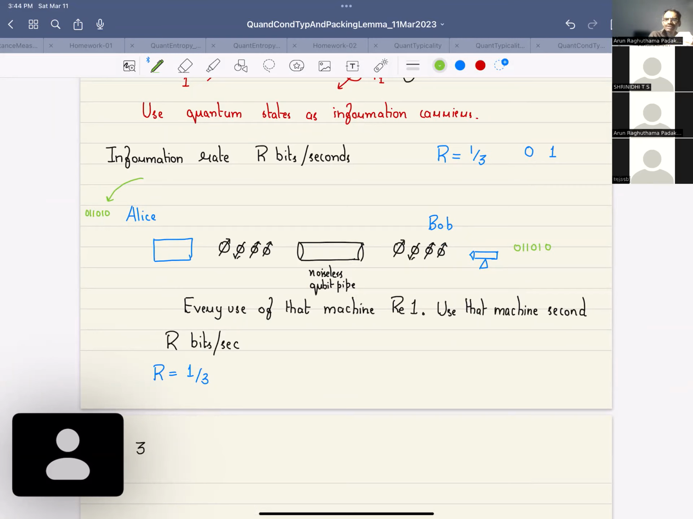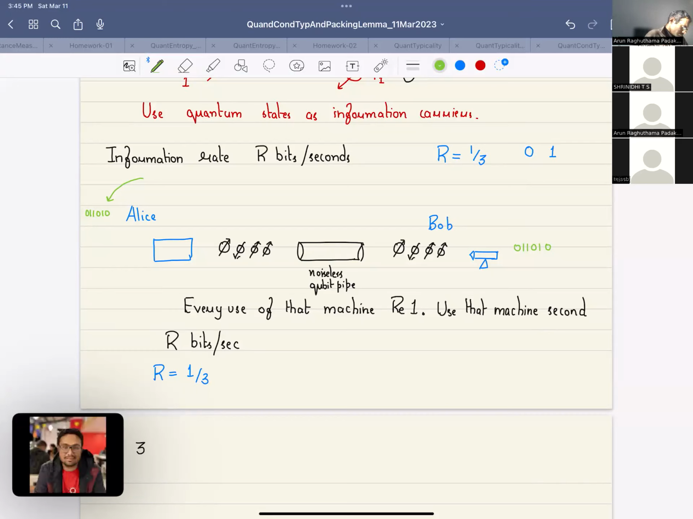Just put a thumbs up if the setup is clear. So Bob just has to figure out what the sequence is given these qubits. Correct. Not necessarily qubits, but whatever states. That's the setup. Is it okay? Yeah, cool.